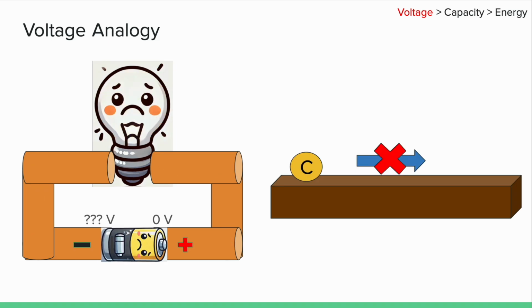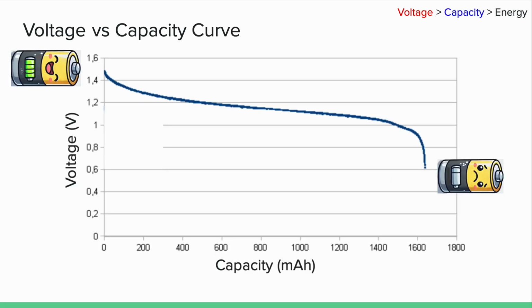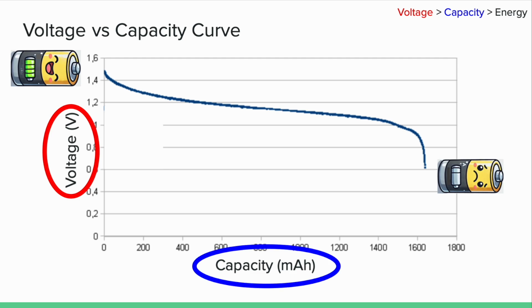But we all know batteries die eventually, which means the voltage has to decrease as the battery is used up. To understand how voltage decreases as the battery is used up, we need to look at voltage versus capacity curves. We just went over voltage at a superficial level, and we'll delve deeper in future videos, but this is good enough for now. Now that you have an intuition for the y-axis, let's build one for the x-axis, capacity.